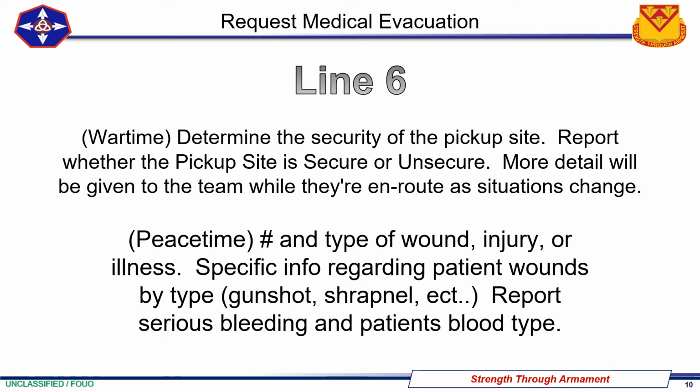Line 6 has 2 different versions. There's one if we're in wartime, one if we're in peacetime. Wartime, determine the security of the pickup site. So you're going to tell them whether or not the site is secure or unsecure if we're taking fire. And then, as the team is en route, make sure you're giving them more information. Peacetime, number and type of wound, injury or illness. Be specific in the type of wounds and report any serious bleeding and the patient's blood type.